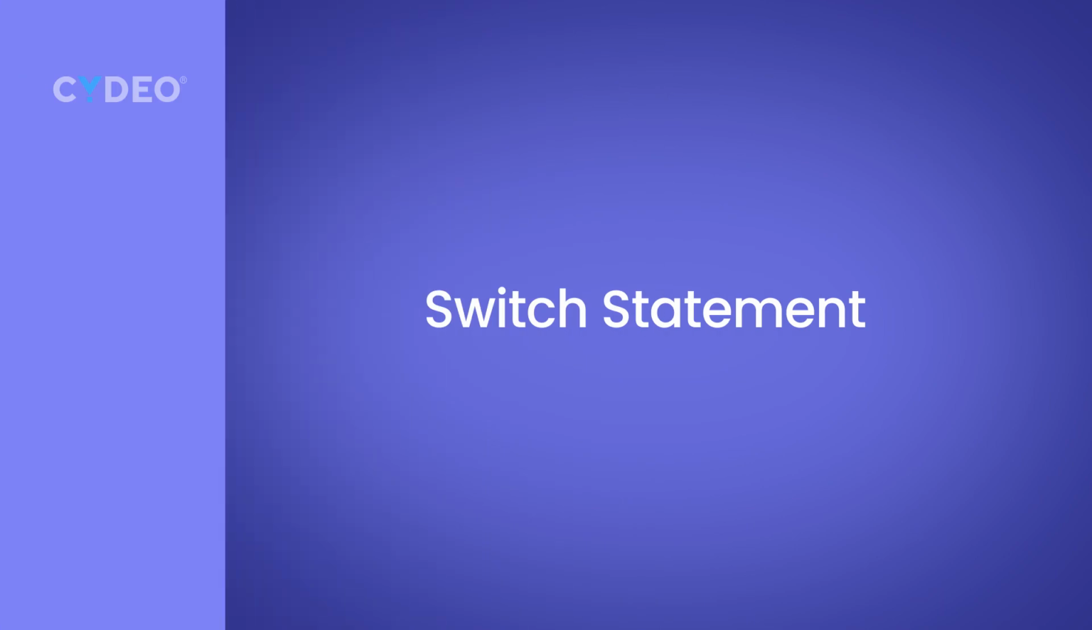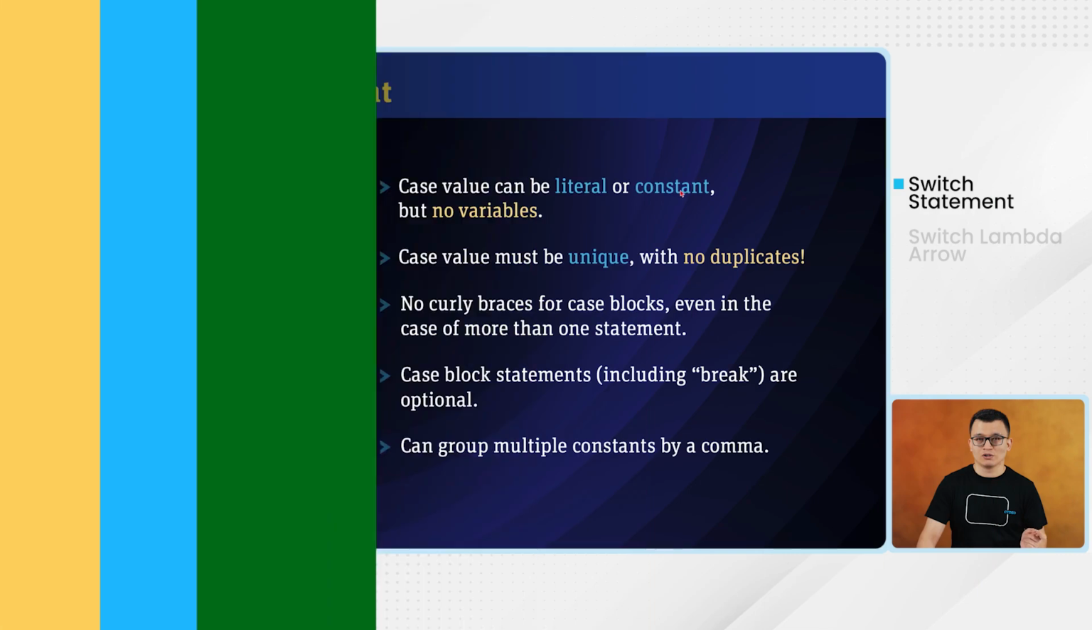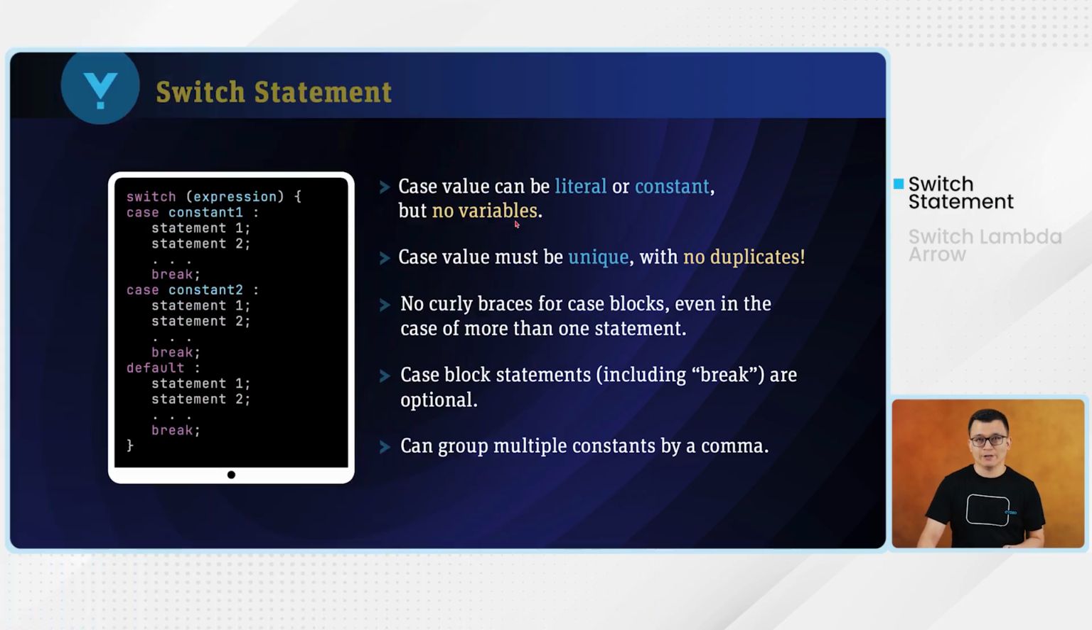Welcome everyone. In this video we are going to continue with the switch statements and talk about some more details of the switch statement. In the previous video we stated that the case value of the switch can be a literal or a constant, but no variables, right? So what does constant mean? How can I make the switch value to be a constant?